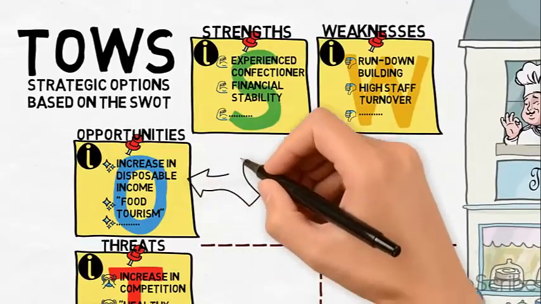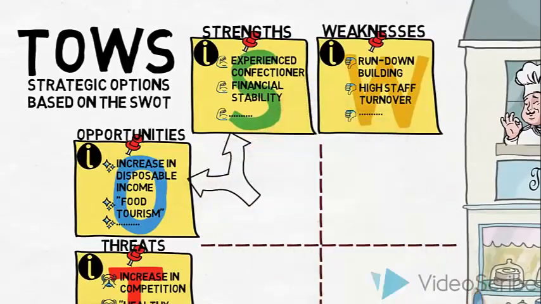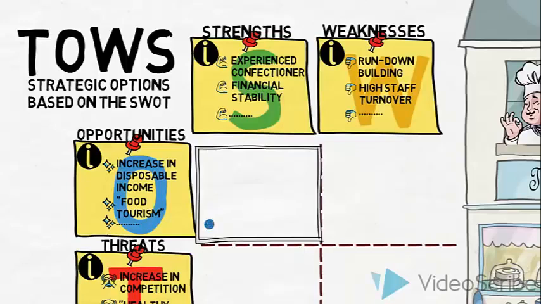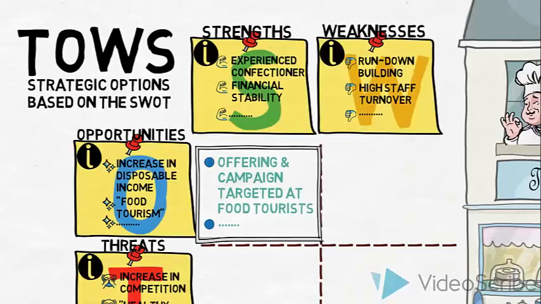Now let us see what strategic options our strengths and opportunities allow us to create. One option could be to create an offering and campaign targeted directly at food tourists. Our strength in having a highly skilled and experienced confectioner allows us to capitalize on this recent trend.